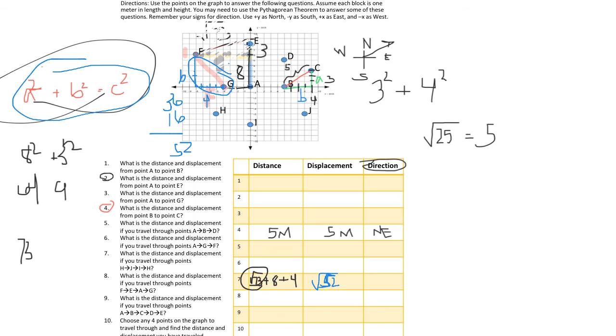Remember, we started at F. We went down to G. So if we look at it, we're going in this direction. So then the direction is southeast.